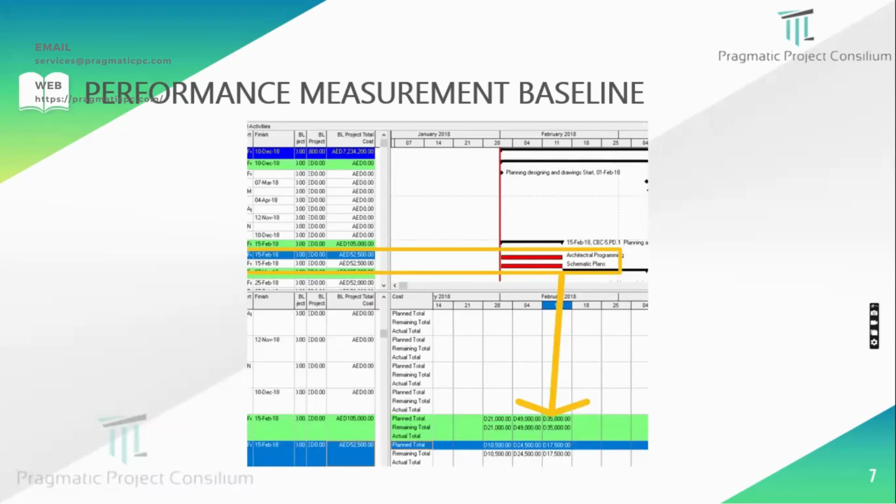So in our program, as you know, we are approaching a building project, where the particular activities, architectural program and schematic plans, are engineering activities with a calculated manpower, and therefore we have calculated the cost also. For the architectural programming, it comes to around 52,500 AED. The schematic plans are also the same figure. I mean, the scope of the work is the same, and therefore the same amount has been estimated for these activities.